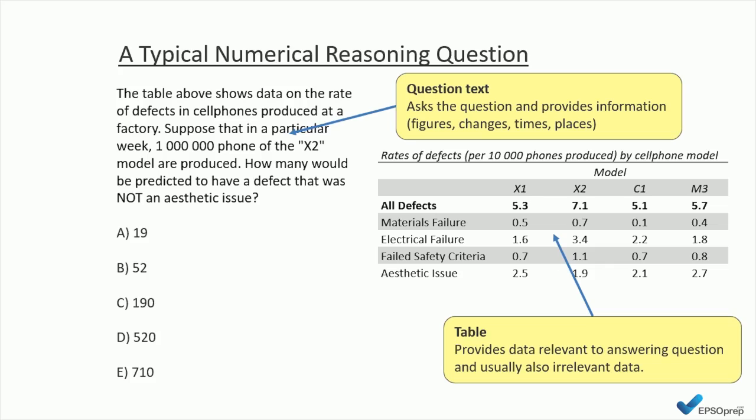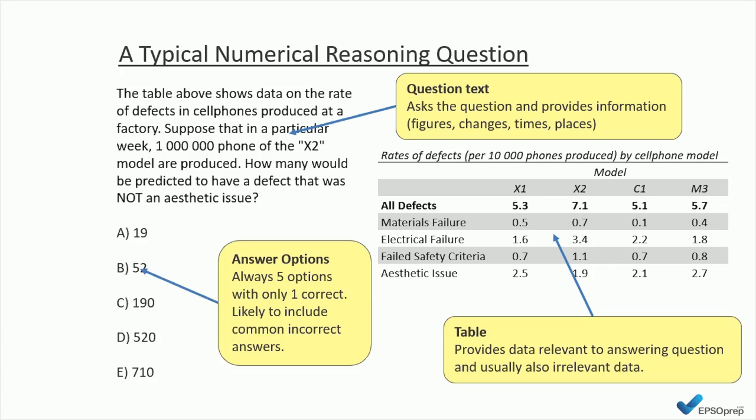The final element which appears in every question is the answer choices. Now there are 5 of these, and only one of them is going to be the correct answer to the question. The others will often be designed to try and trip you up. They might be answers that you would get from making common mistakes in this sort of question, or they might be things that just sound plausible as an answer.